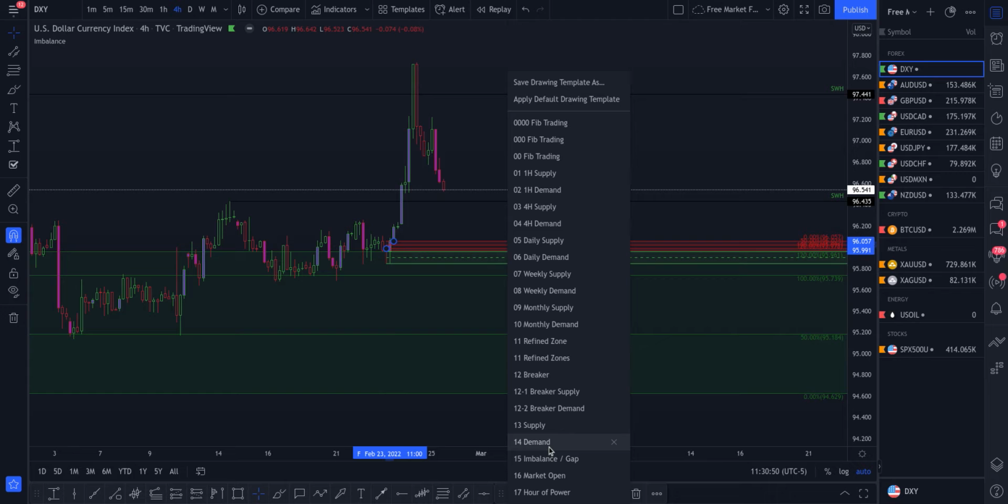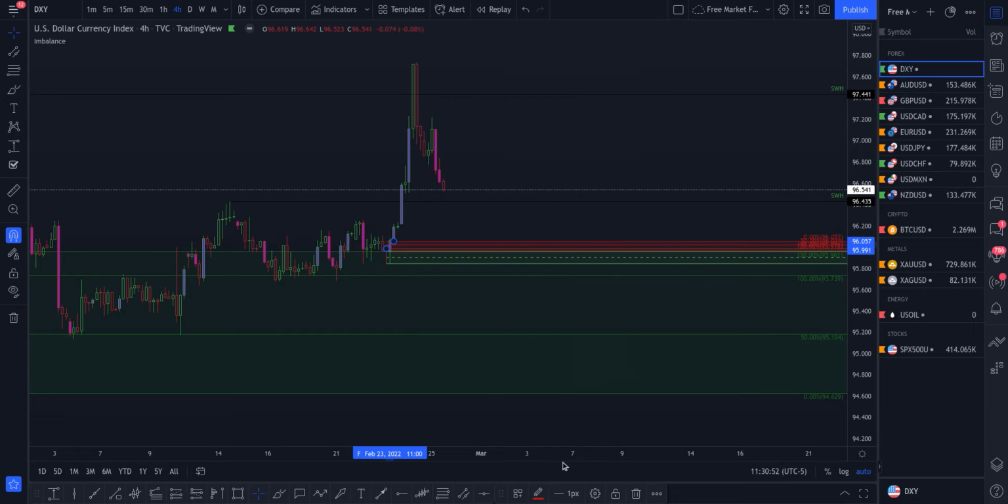However, it does not necessarily mean that it has to come back to fill in the gap or to mitigate this 4-hour demand zone. But again, it definitely gives us reason and a pretty good area to take the dollar index long based off of the short-term institutional bias. So if you want, I would say look to take trades off of this 4-hour zone right here. I'm just trying to get the 50% of that zone.